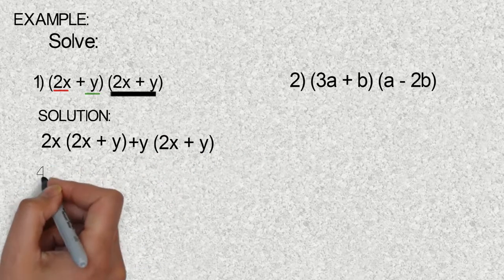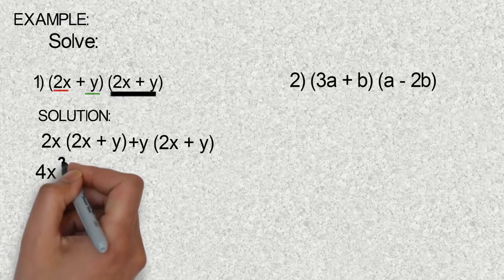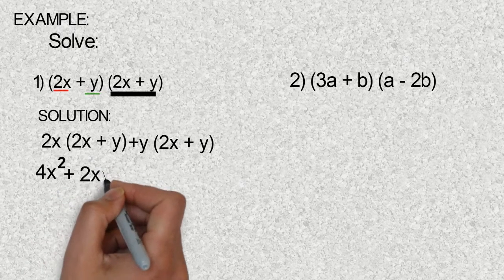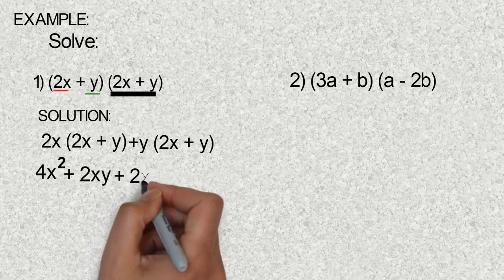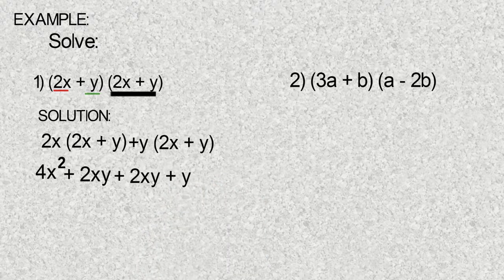So expanding this, I just multiply through. So I have 2x times 2x will give me what? 4x squared. Do you get that? Then 2x times y will give me 2xy. Then we have plus y times 2x will give me 2xy also. Then I have plus y times plus y will give me y squared. Do you get that?